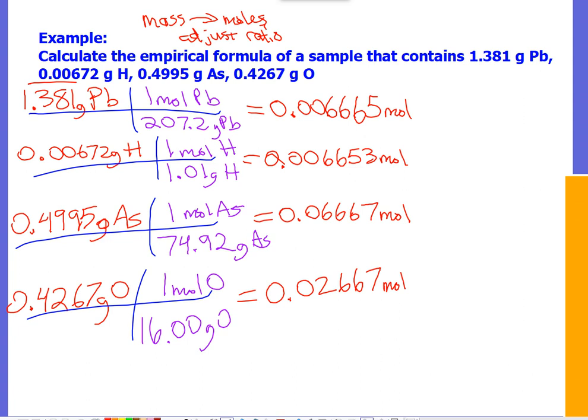Adjust the ratio. My suggestion was divide by the smallest. Which of those values is the smallest?